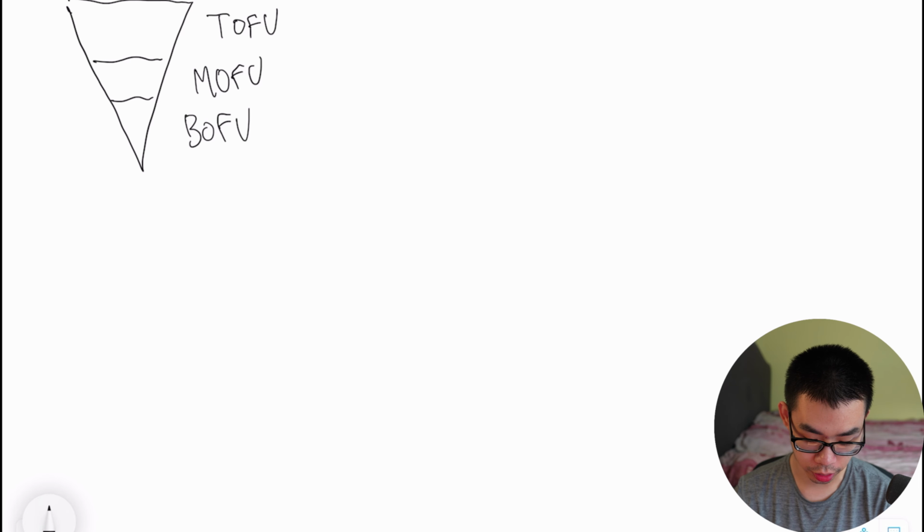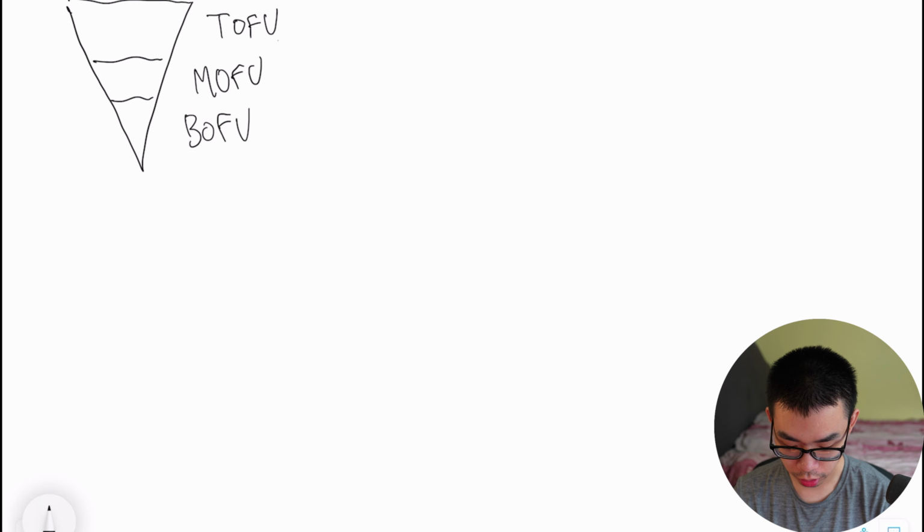Tofu, you know what that is? That's literally a vegetable, I believe. Tofu, mofu, bofu. So this is a strategy that we're going to be using with our Google Ads strategy to literally target people that are ready to buy at the very bottom of the funnel and then work our way up. The reason why we want to start with the bottom of the funnel is this is where the money is at.